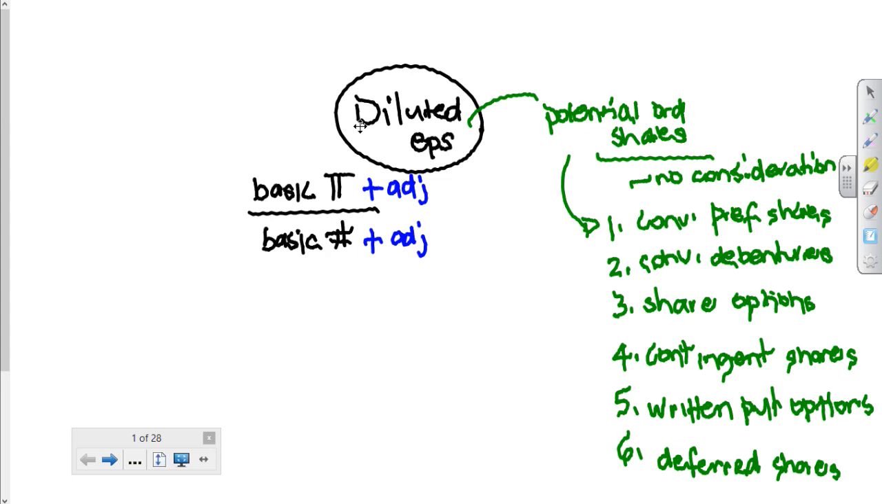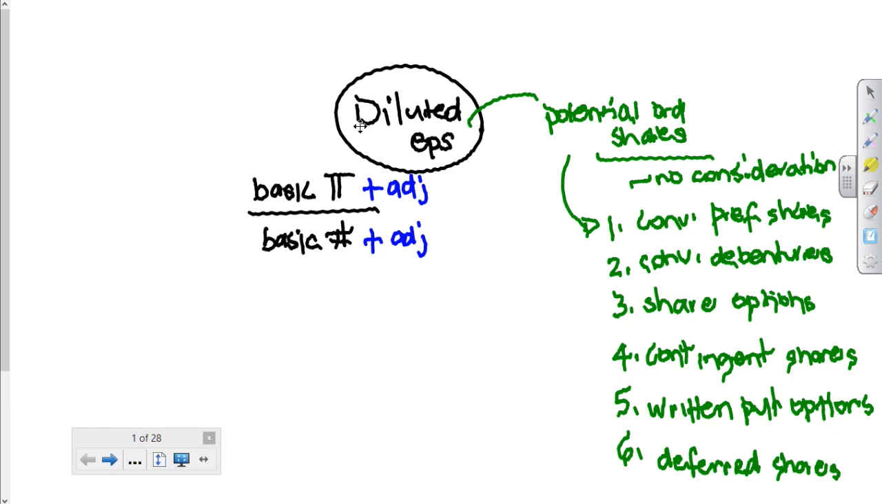What impact would it have on number of shares? So you can immediately see that prefs and debentures is dividend savings, interest savings after tax, number of shares going up. Share options doesn't have an impact on profit, not anyway at this stage, but it will have an impact on number of shares going up, isn't it? Written put options, number of shares goes up. Contingent, number of shares goes up, isn't it? That's basically what all of those are.